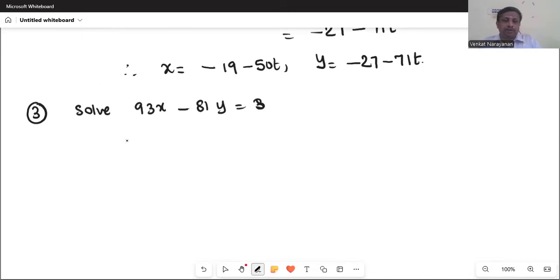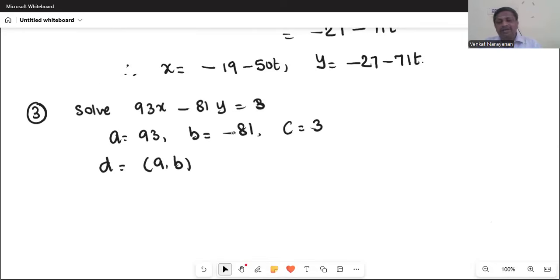Now come to this problem. What is the A value? A value is 93. B value is minus 81. C value is 3. What is the GCD? GCD is A comma B. We can omit the negative sign. So what is your answer? 93 comma 81.